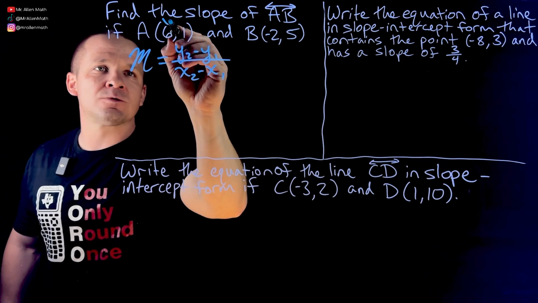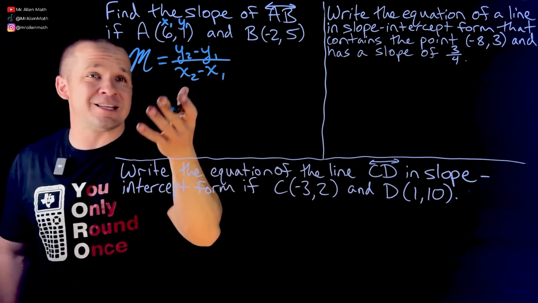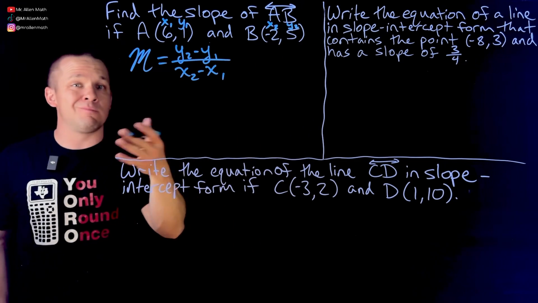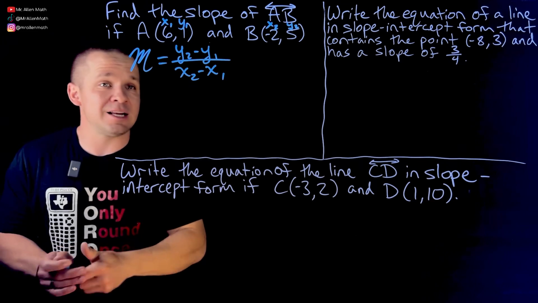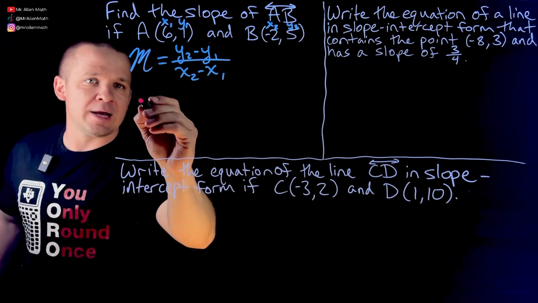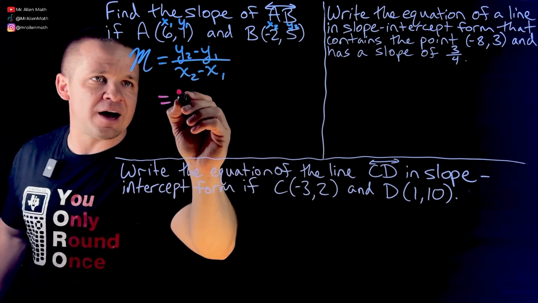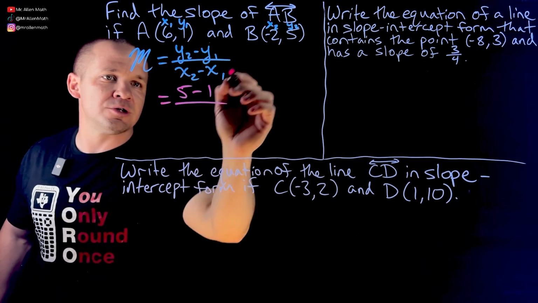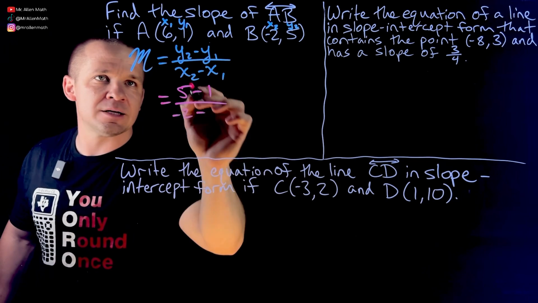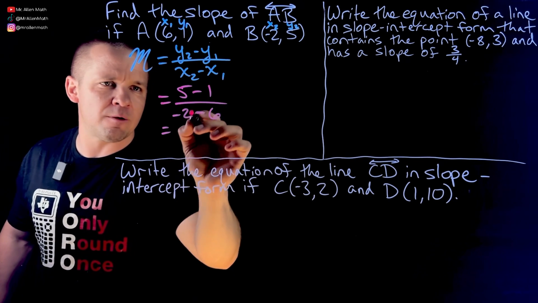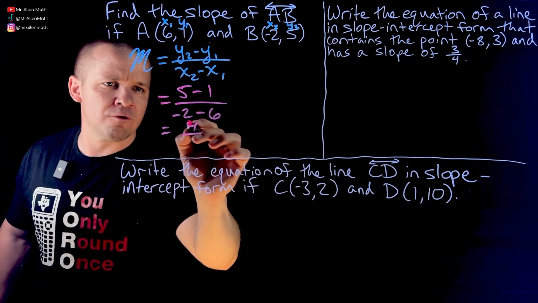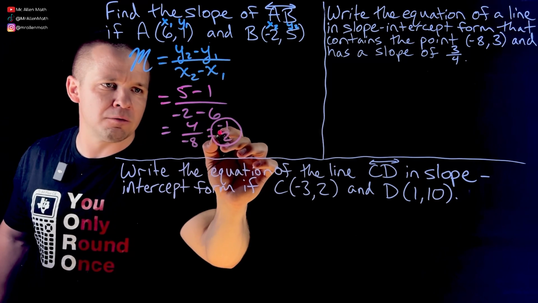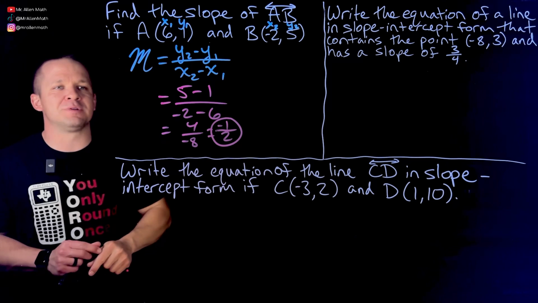So we have x1, y1, because that's the order that I wrote it, and x2 and y2. Now let's plug this into our slope formula. We got y2, so that's 5, minus y1, which is 1, over x2, which is -2, minus x1, which is 6. Now let's simplify. We got 4 over -8, so we got -1/2. Don't forget the fraction: -1/2 once it's all simplified.